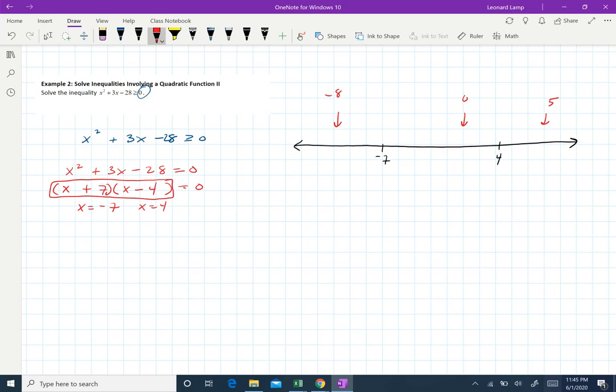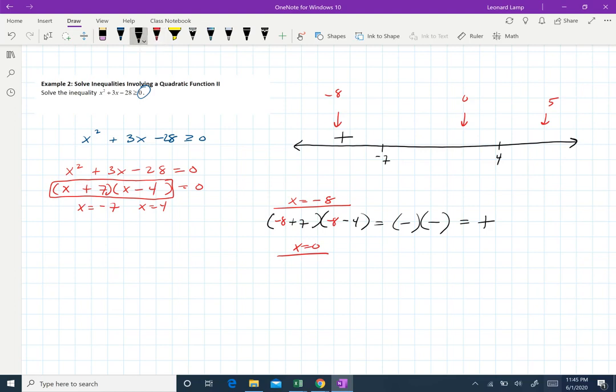So my test value of x equals -8. I'm looking at blank, blank, blank, blank, +7, -4. Again, I'm substituting in -8 here and -8 here. So -8 plus 7 is going to be a negative. And -8 minus 4 is also going to be negative. So a negative times a negative is going to give me a positive. So plus.